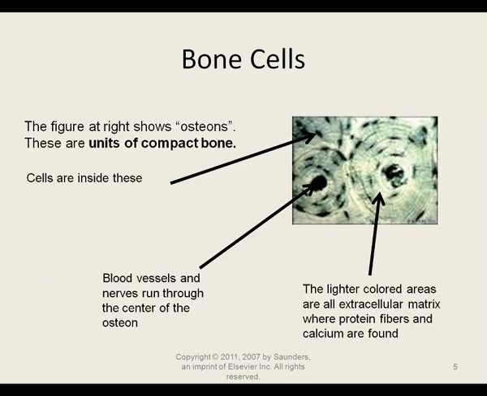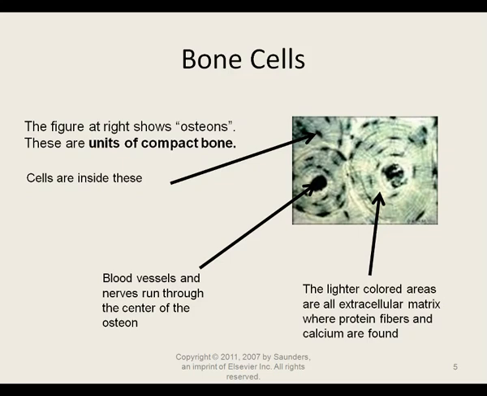Okay, once again, the figure at the right there shows under a slide a picture of compact bone. So if you just shaved a tiny thin piece of compact bone and you put it on a slide and you looked at it under a microscope, this is what you would see. So notice the anatomy of the osteon. There's blood vessels and nerves running through the center of these rings. And the cells are the little ant-like black areas that you see on the picture.